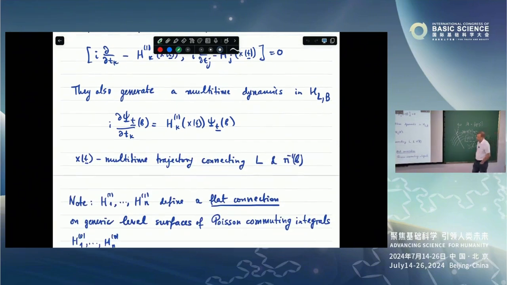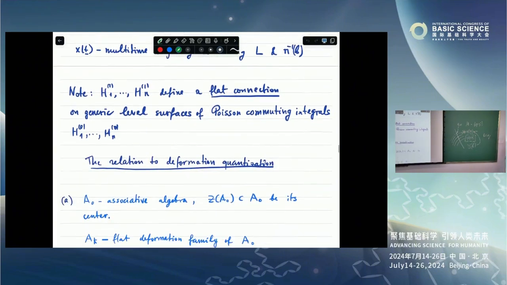And in the same way as in the usual case when you have only one Hamiltonian, it also defines the multi-time dynamics in this Lagrangian module H, where the wave functions depend on the coordinate only. Okay. So I said that H1 through Hn define a flat connection on generic level surfaces of Poisson commuting integrals, but we can drop the word generic. Then the torus will have dimension less than n, and these operators will still define the flat connection there, but the picture will be slightly different.